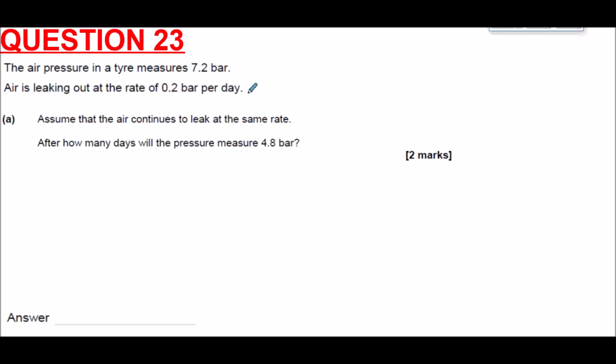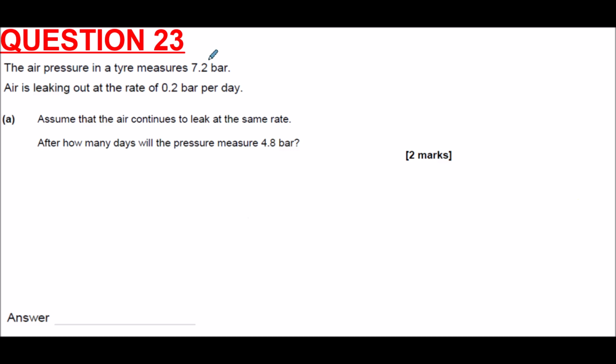Question 23. The air pressure in a tyre measures 7.2 bar, and air is leaking out of the tyre at the rate of 0.2 bar per day. Assume that the air continues to leak at the same rate. After how many days will the pressure measure 4.8 bar?